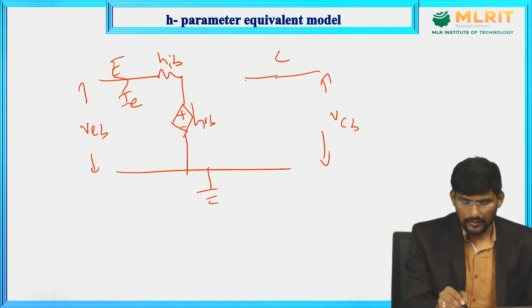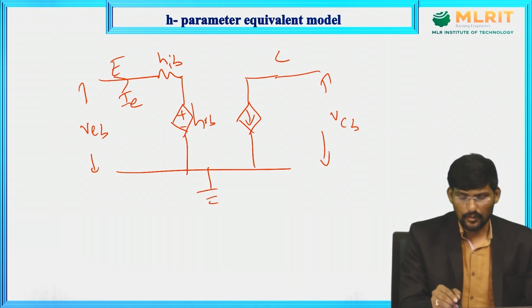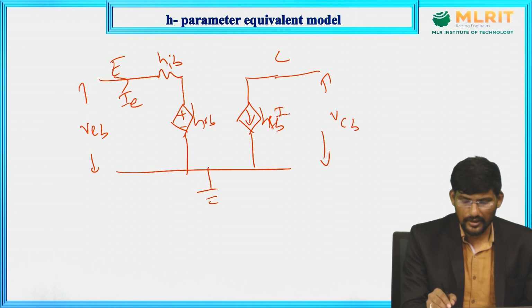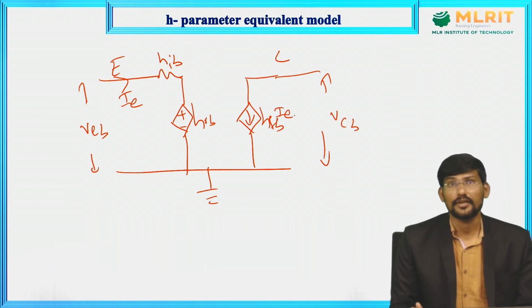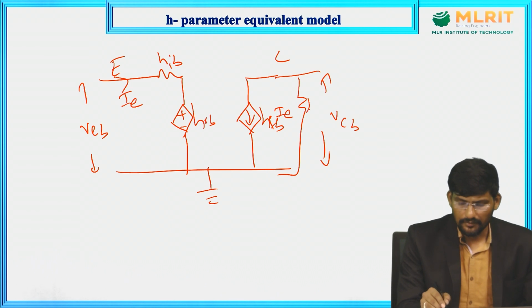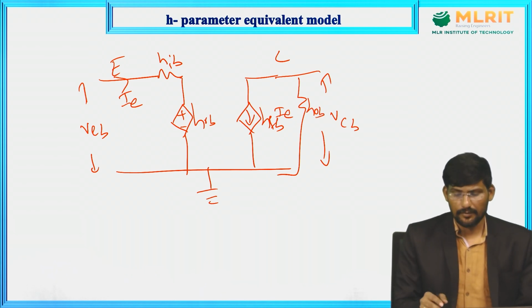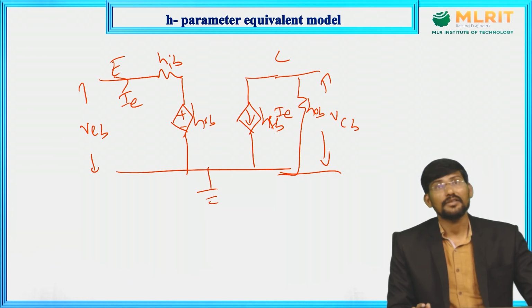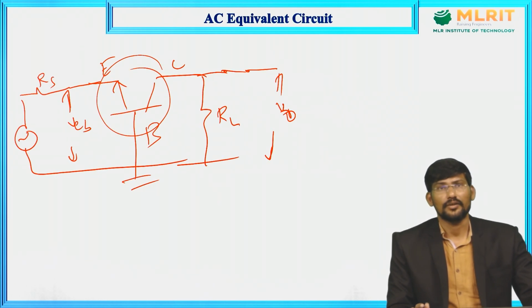output dependent source is current dependent current source. Now it is HFB into what is the input current? Input current is IE, so it is depending on the input current, and we have another parameter, that is H0B, that is output admittance. This is the internal circuit representation of the transistor in CB configuration, and whatever the external things which are there in the circuit we need to connect.